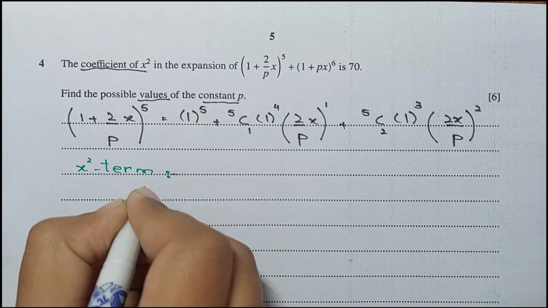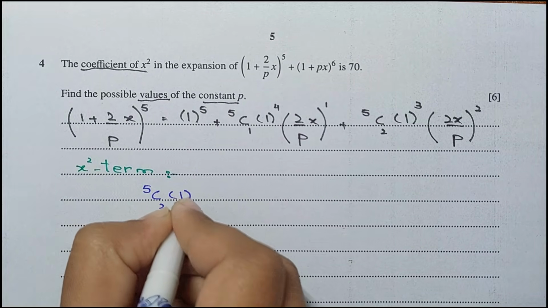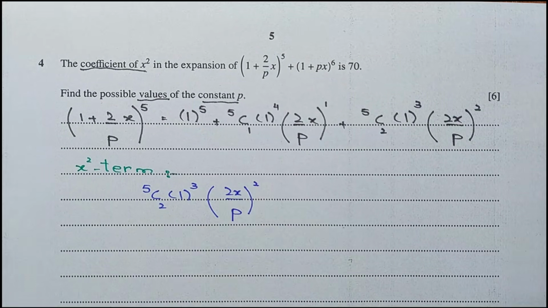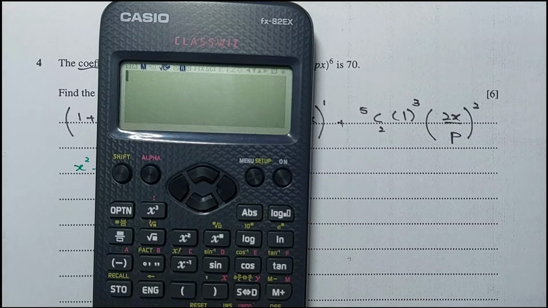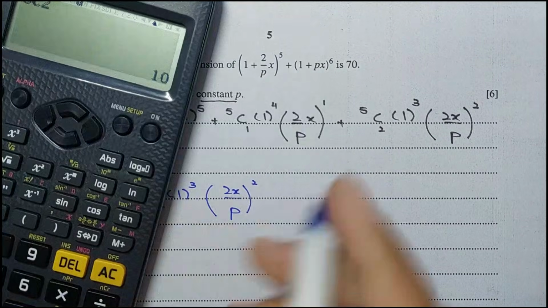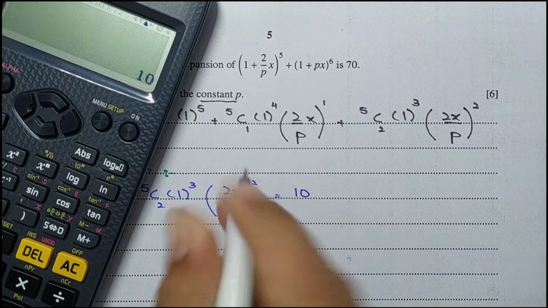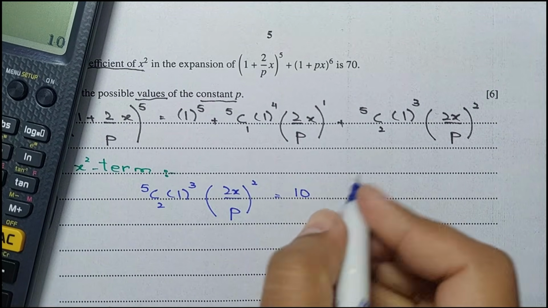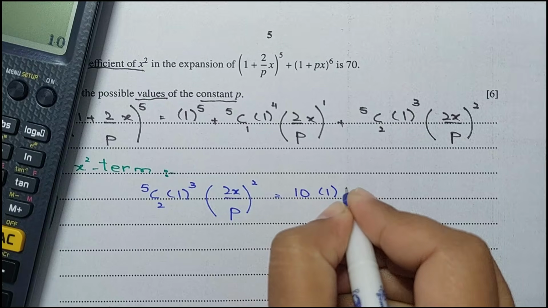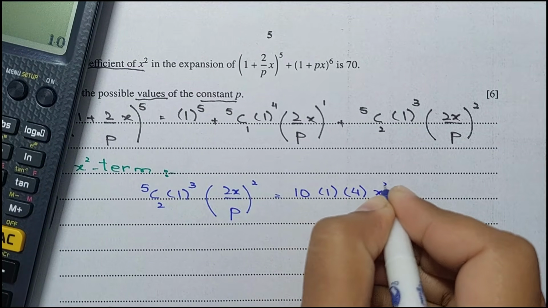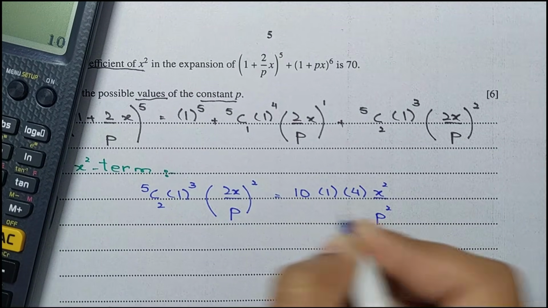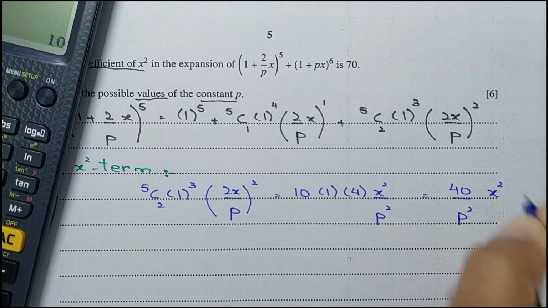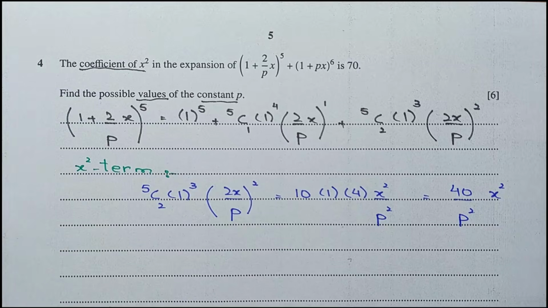X square term is 5c2 times 1 cube times 2x over p, squared, right? What is 5c2? 5c2 is 10. You can either open the binomial expansion or use the term formula for the binomial expansion. Both are okay, right? 1 cube is just 1. 2 square is 4. This is x square over p square. This would be equal to 40 over p square x square. So the x square coefficient is 40 over p square, right?